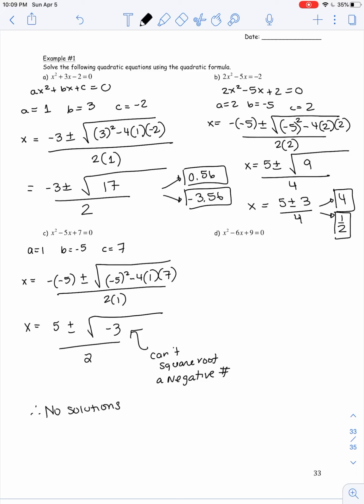So as you can see in A and B, we had two different solutions for the x-intercepts. There were two solutions, but in this case here we have no solutions.